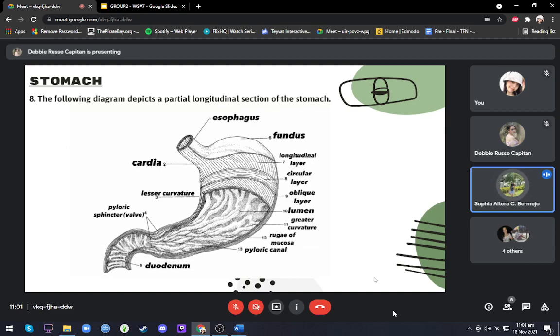Number 7 is the longitudinal layer. Number 8, circular layer. Number 9, oblique layer. Number 10, lumen. Number 11, greater curvature. Number 12, rugae of mucosa. And lastly, 13, pyloric canal. So that's it for my topic, guys.